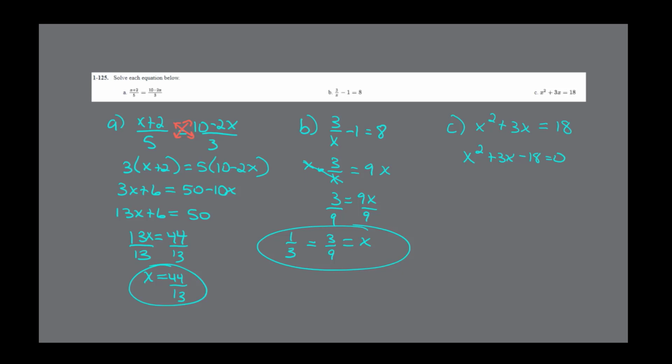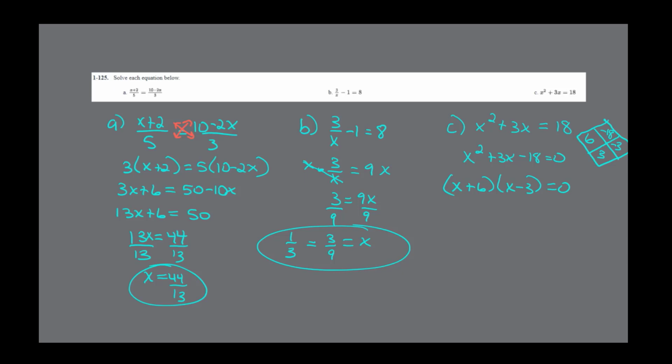Okay. Then I'm going to use my lovely diamond method, which many of you have seen. I need two numbers that are going to multiply to negative 18 and add up to 3. That will be 6 and negative 3, because 6 times negative 3 equals negative 18, and 6 plus negative 3 equals 3. So that means x plus 6 and x minus 3 are my factors.